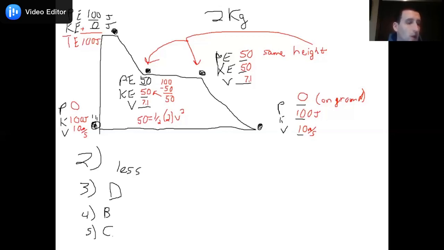Point B is even lower, which means it has even less potential and therefore more kinetic. So that's just asking you some energy questions in multiple choice form. So that's the first page.